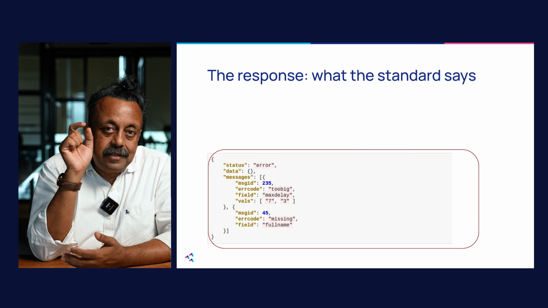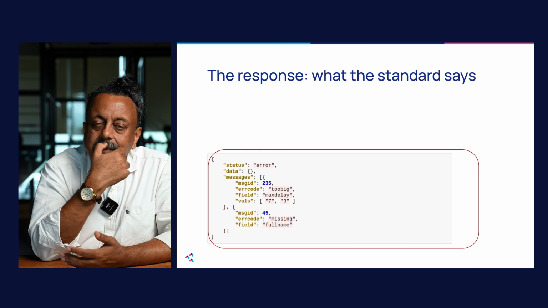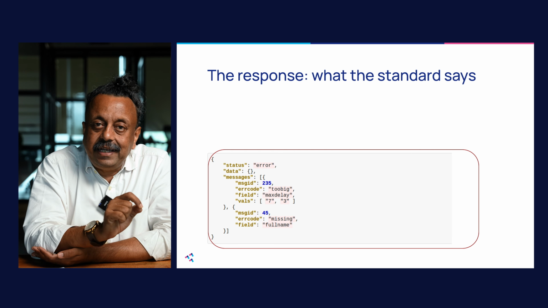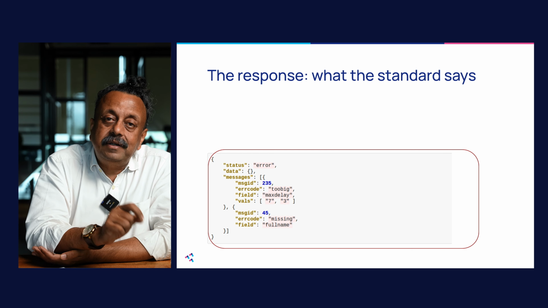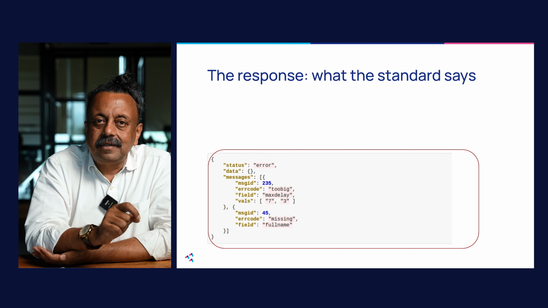The third field in this object, which is optional, is field. What field indicates is the name of a parameter in the request.